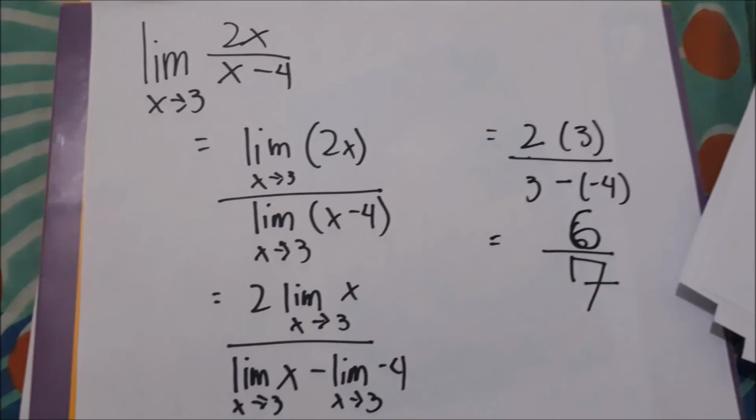For example, the limit of 2x over x minus 4 as x approaches 3 is equal to the limit of 2x as x approaches 3 over the limit of x minus 4 as x approaches 3. That is equal to 2 times the limit of x as x approaches 3 over the limit of x as x approaches 3 minus the limit of negative 4 as x approaches 3, which is equal to 2 times 3 over 3 minus negative 4, and the final answer is 6 over 7.